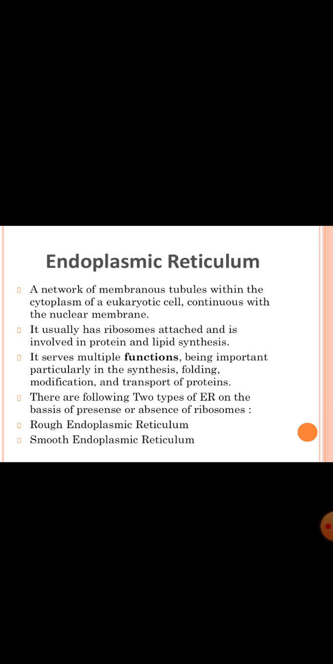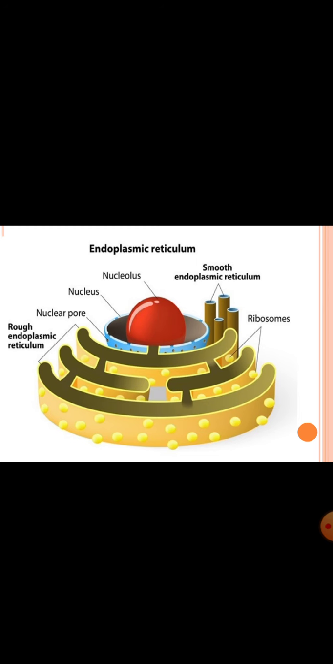So we can say that on the basis of presence or absence of ribosomes, endoplasmic reticulum may be divided into the following two parts: a rough endoplasmic reticulum in which ribosomes are present, while the smooth endoplasmic reticulum in which ribosomes are absent. What is the function of endoplasmic reticulum? It divides the cell into small compartments for different metabolic activities, and it is also associated with the synthesis and storage of material. Clear?